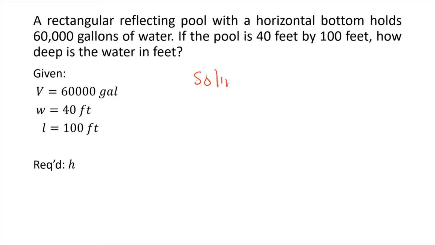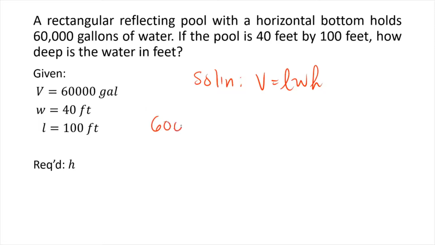So for a rectangular solid, the volume is equal to the length times the width times the height. Alright, so what we're gonna do is just plug in the values. However, take note that the units are not the same. The volume is in gallons, the dimensions are in feet. So we're gonna have to convert the gallons first so that the units are consistent.